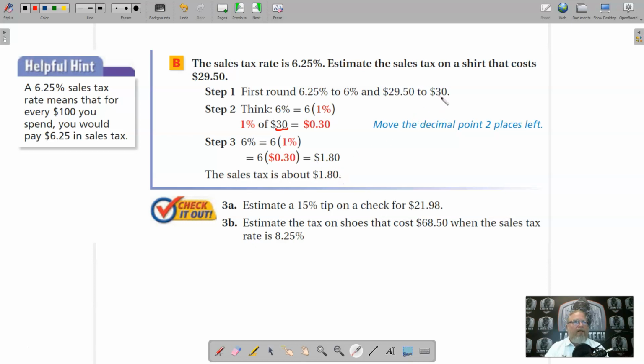So in the end, we're going to pay roughly $31.50 for that, somewhere in there.